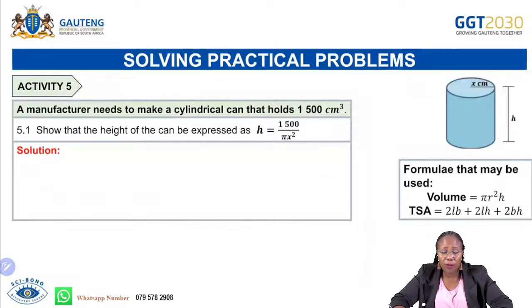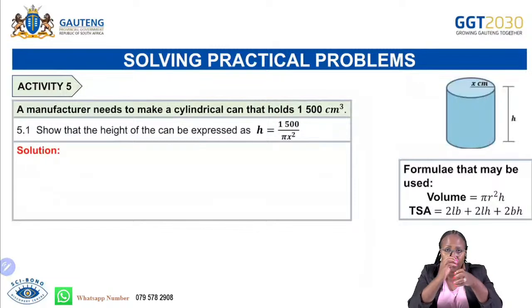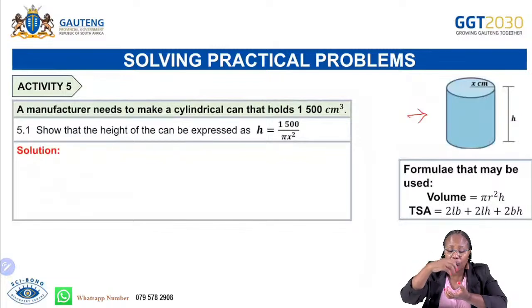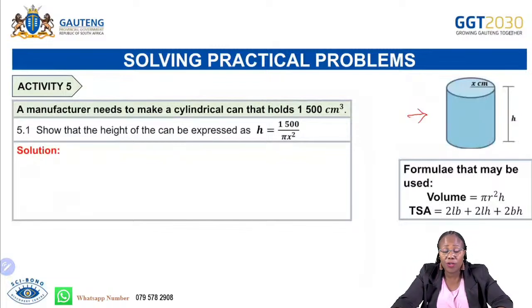Now moving on to activity number 5. A manufacturer needs to make a cylindrical can. When you talk cylindrical, a cylinder is a can of Coke shape, a glass of water. Those are the cylindrical shapes, as you can see the one that is given to you there. And then now this cylindrical can hold 1,500 cubic centimeters. So inside the container, you can pour up to 1,500 cubic centimeters. That is the maximum that can be held by this container.